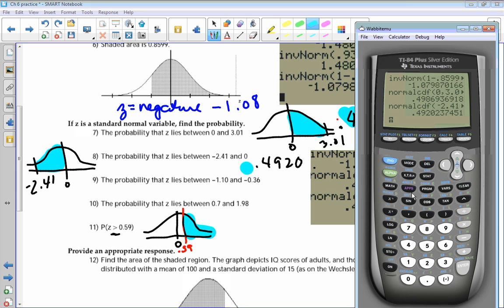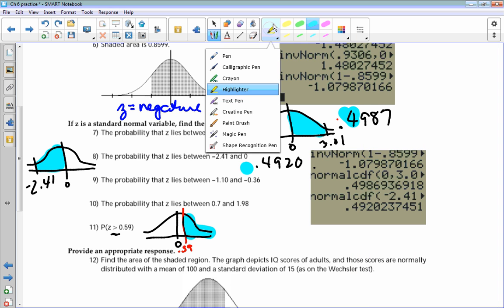And we'll find that by doing second distribution, cursoring down to the normal curve. We're going to have the lower limit now as being 0.59, and my upper limit, it goes all the way to the very, very end of that curve. So 9999, 0, 1, they're still in the normal distribution. And enter, and it's 0.2776.